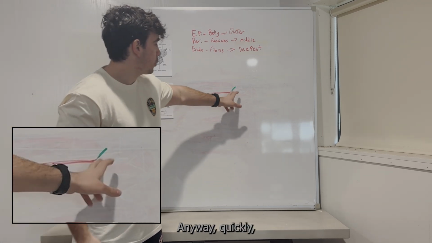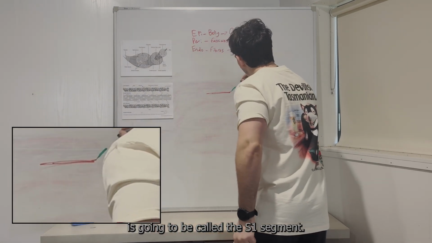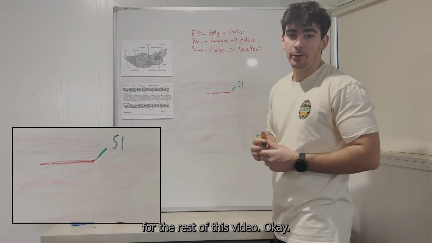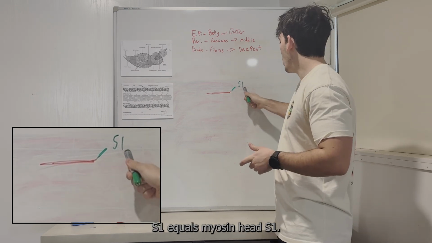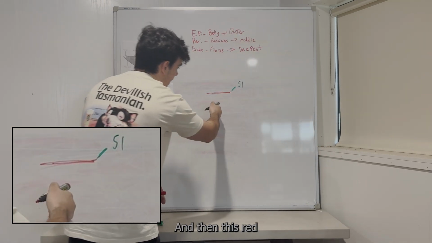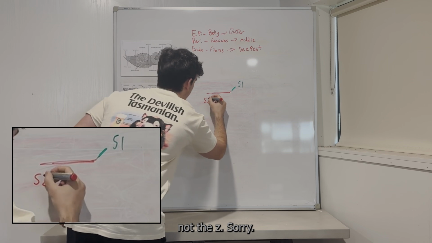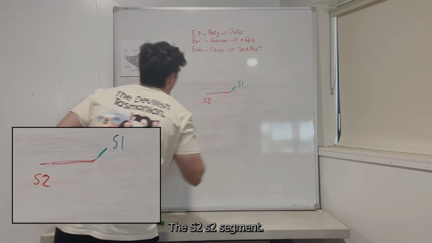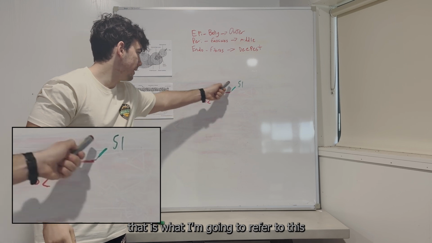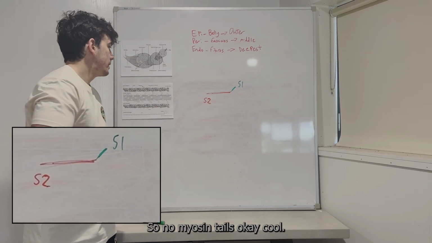Anyway, quickly, this green part is going to be called the S1 segment. That is what I'm going to refer to as the myosin head for the rest of this video. S1 equals myosin head. And then this red tail is going to be the S2 segment. That is what I'm going to refer to this as for the rest of the video. So no myosin tails.